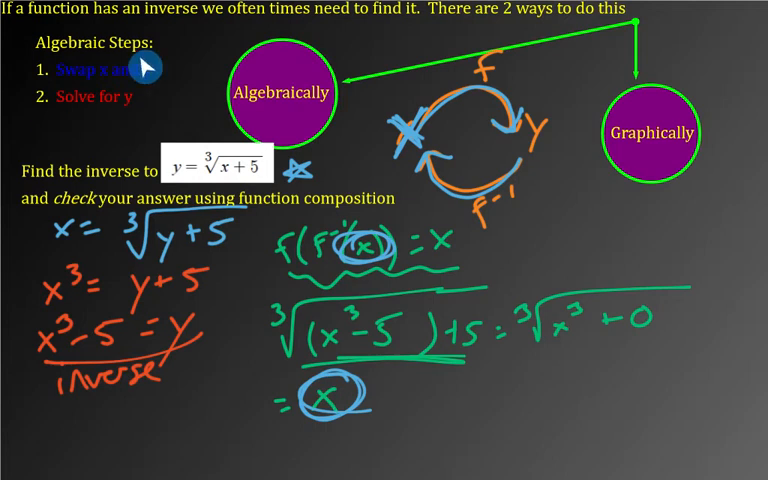That is typically how you're going to do this. There is a graphic way to do this, but it's not as useful, but I still want to show it to you just because I think it's important to see it. But this is how you're going to almost always find the inverse of a function. You're just going to do this swap x and y, solve for y kind of thing.